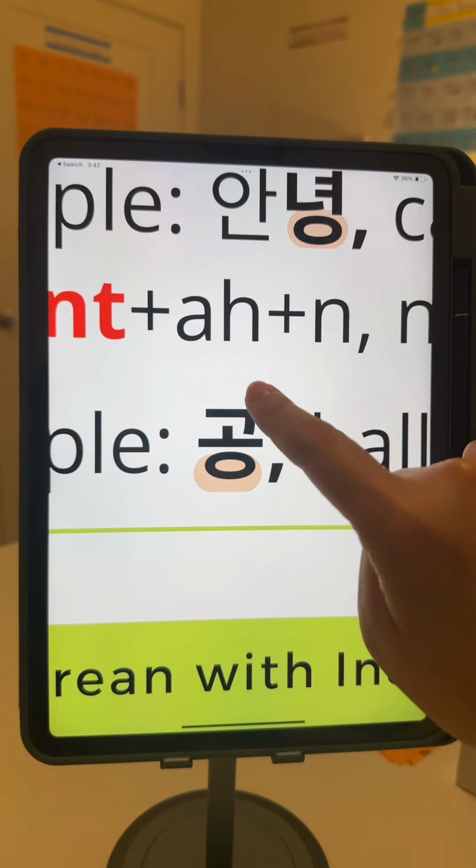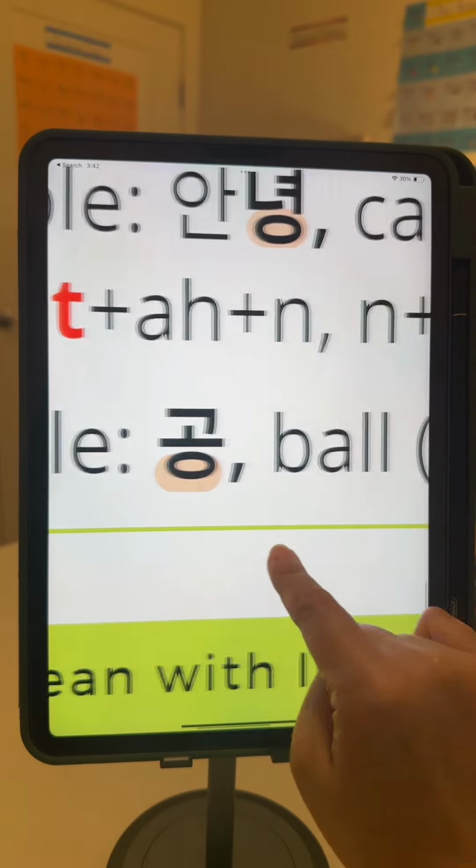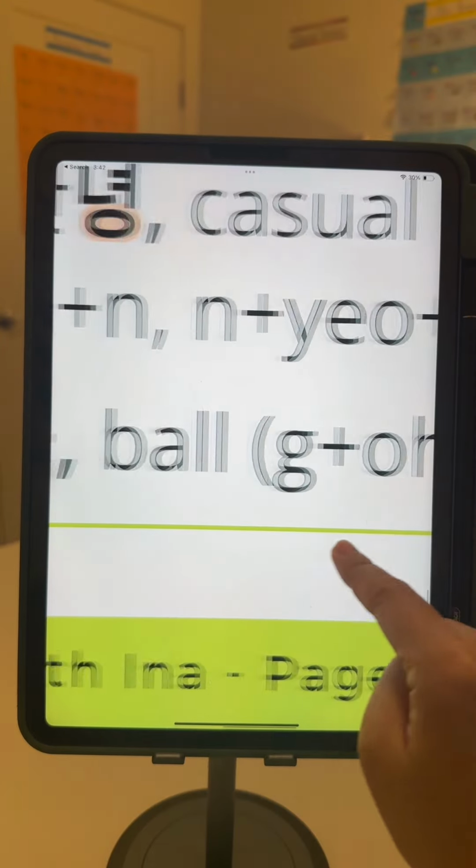So now it's a g, o, 공. That means a ball.